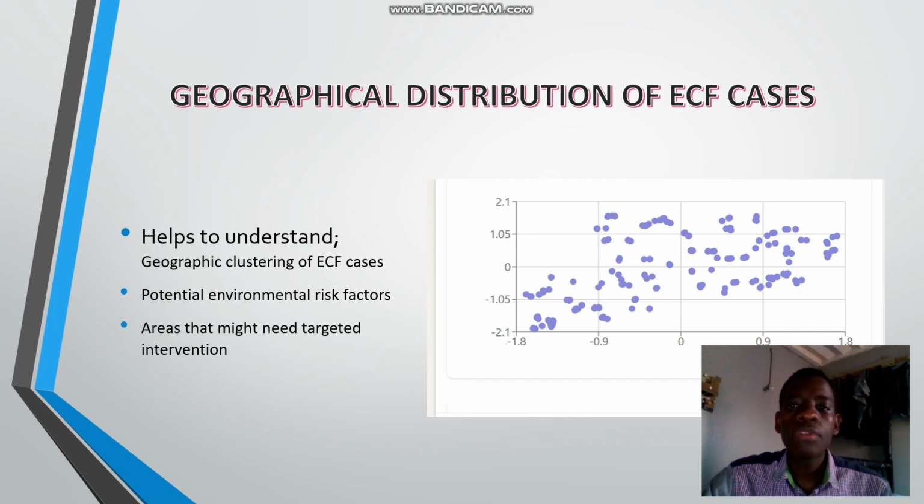We are going to the geographical distribution of ECF. Here we use the longitudes and latitudes. This visualization maps the spatial distribution of ECF cases using the x-axis, which has the longitude, and the y-axis, which has the latitude. The color coding is the ECF status using warm colors. It helps us to understand the geographical scattering of the ECF cases, the potential environmental risk factors, and the areas that might need targeted intervention.